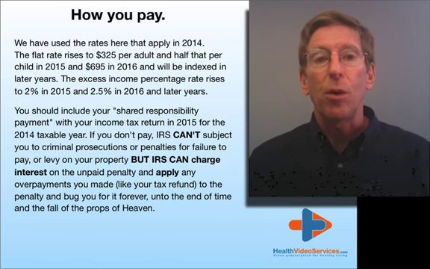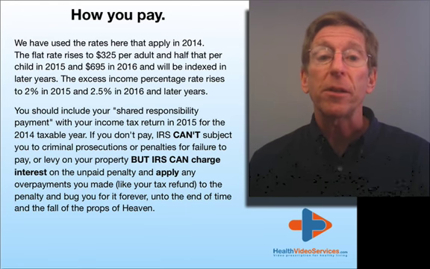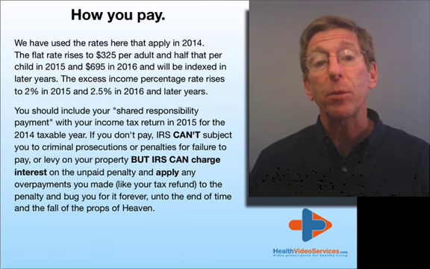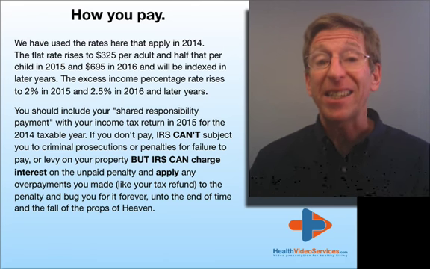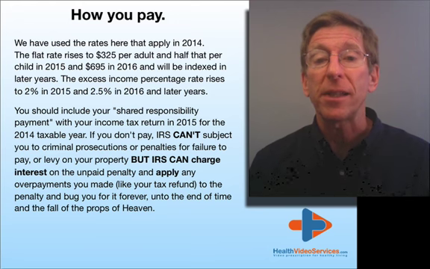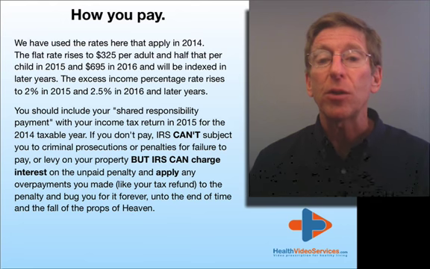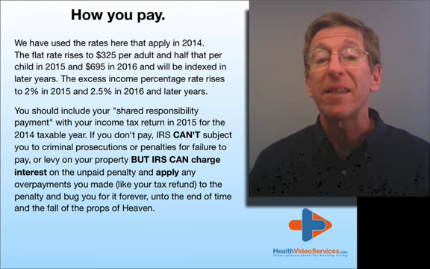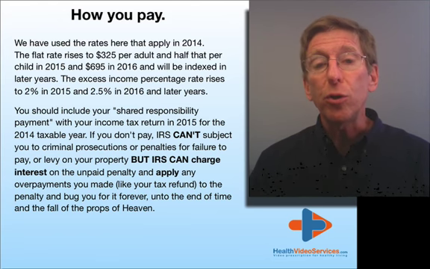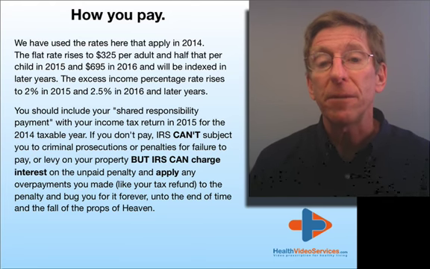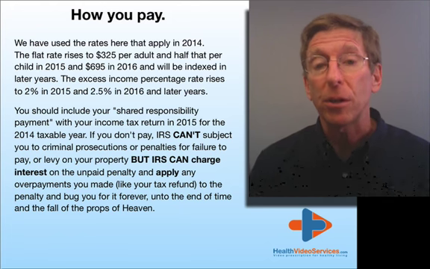How you pay. We have used the flat rate that applies to 2014. The flat rate rises to $325 per person and half that per child in 2015 and $695 in 2016 and will be indexed in later years. The excess income percentage rate rises to 2% in 2015 and 2.5% in 2016 and later years. You should include your shared responsibility payment with your income tax return in 2015 for the 2014 taxable year.